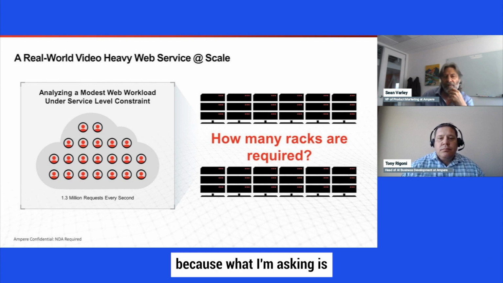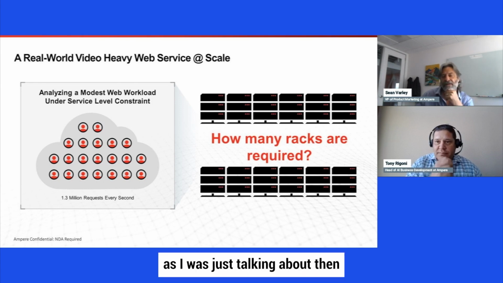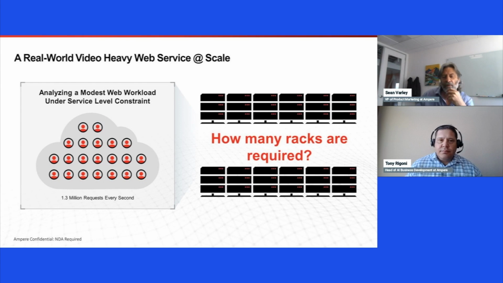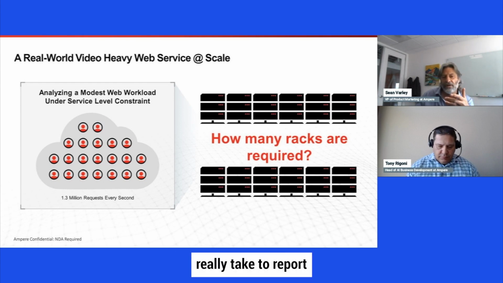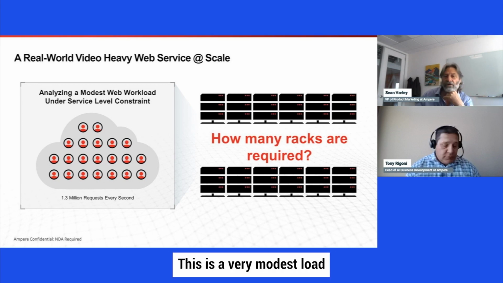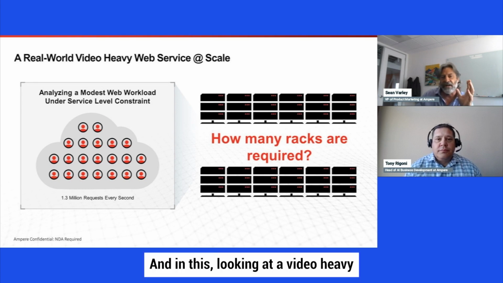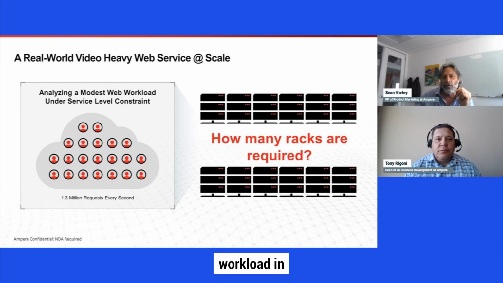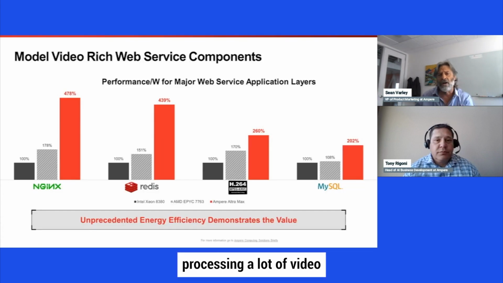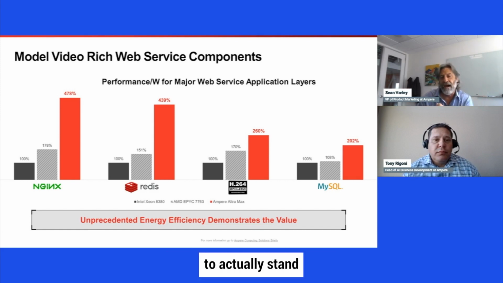Doesn't really matter, because what I'm asking is if I put a consistent load on a set of servers, as I was just talking about, then how many servers does it really take to process that load? And in this case, I'm asking for 1.3 million requests per second. This is a very modest load for a web workload. And in this, looking at a video heavy workload meaning it's processing a lot of video in parallel with all of the other services that are required to actually stand that service up.